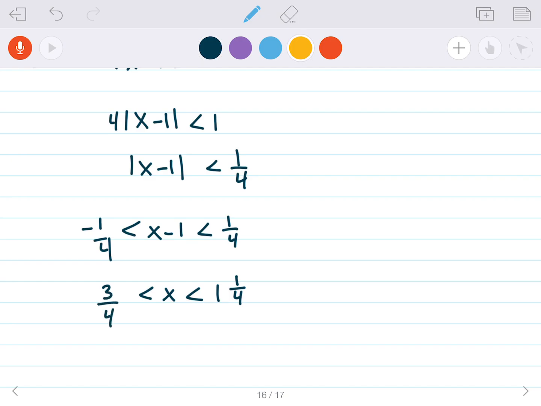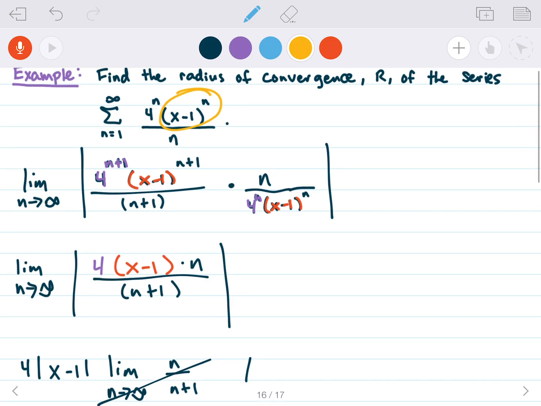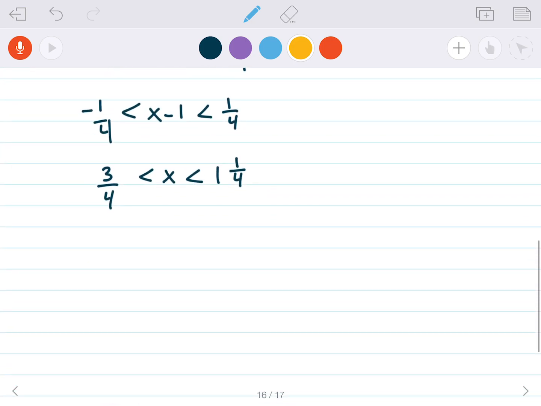So the radius is how far the center is from the endpoints. What was the center? Let's go back up. The center here is 1, right? x minus 1. So the center is going to be at 1. And the question is, how far is it from 1 to 1 1/4 or from 1 to 3/4? And the answer, of course, is 1/4. So my radius is 1/4.